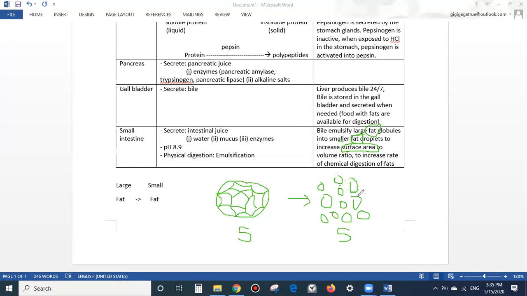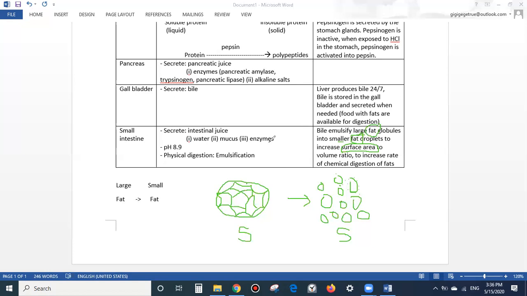Does this happen throughout the whole small intestine or only certain parts? It's throughout the whole small intestine, provided there are still fat globules around. Your small intestine is very long. So for the first part, that is your duodenum, probably there's a lot of digestion and very little absorption. And then towards the end, most of the digestion has been completed. But that doesn't mean that digestion is zero. Just that the activity is not that high as compared to the first part of the small intestine.